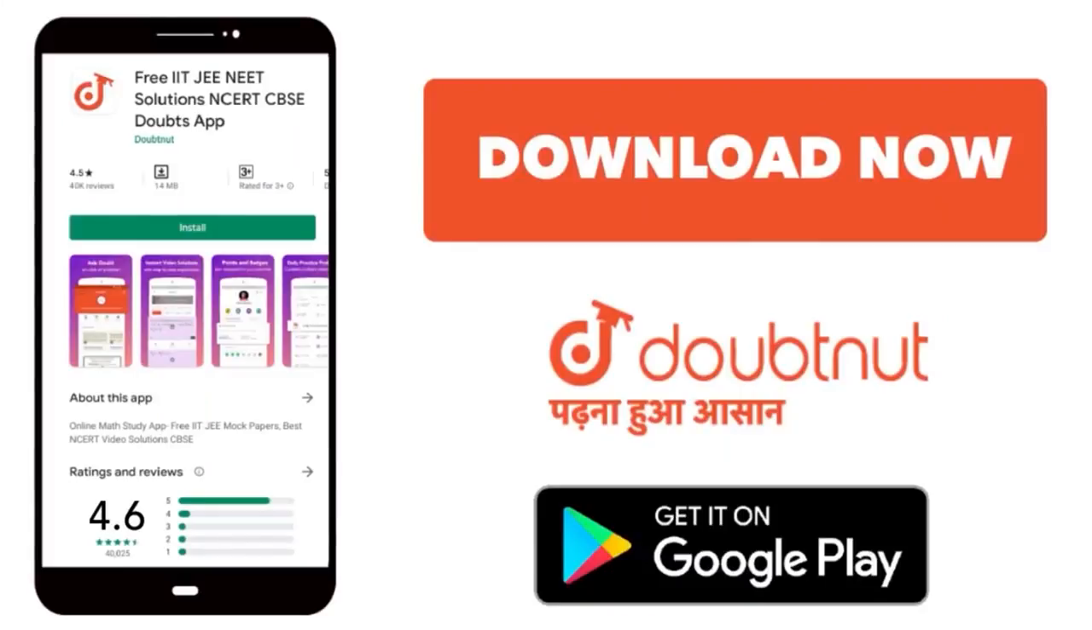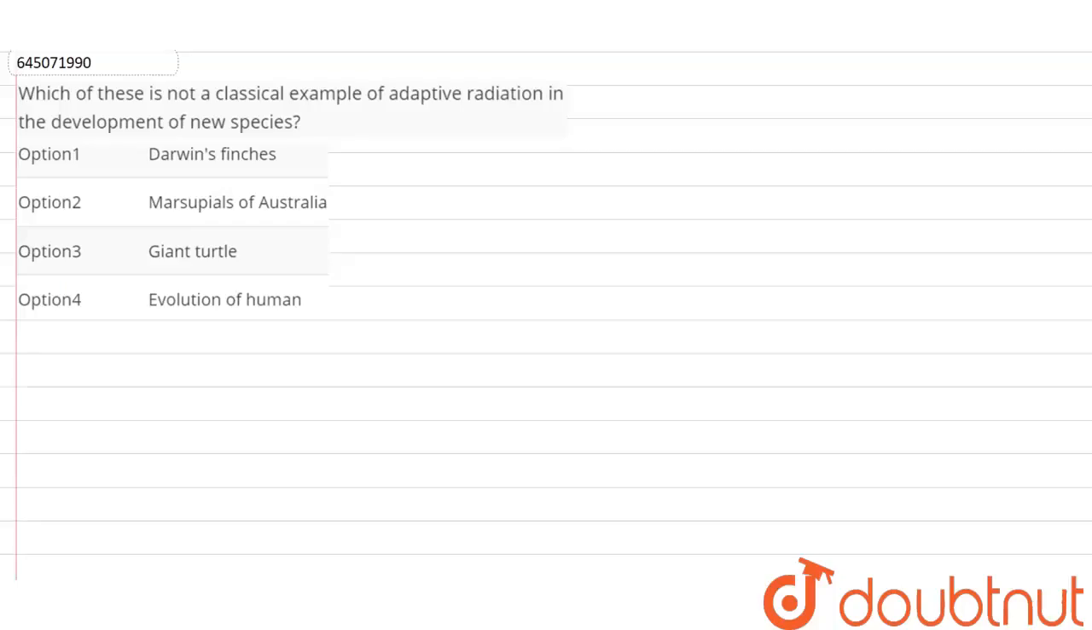In this question, we have to select the option which is not a classical example of adaptive radiation in development of new species. So adaptive radiation is a term which is related to evolution.